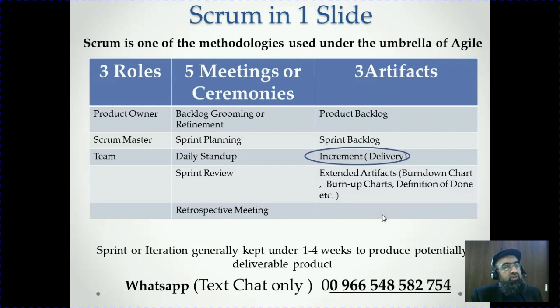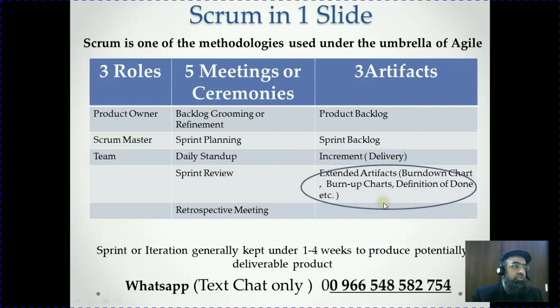Within these artifacts, when we are working on the sprints, we have some visual graphs also, diagrams also, boards also, which are called extended artifacts: burn down chart, burn up chart, definition of done. So these are also useful things in the context of Scrum. Burn down chart or burn up chart is just like a candle. You can see how much candle is remaining. That is the purpose of burn down chart. So here the work remaining is the key point.